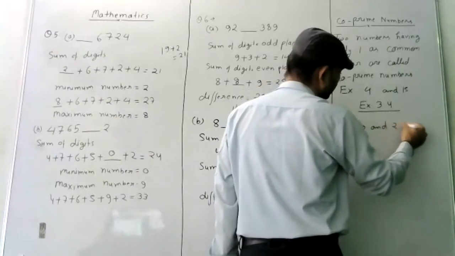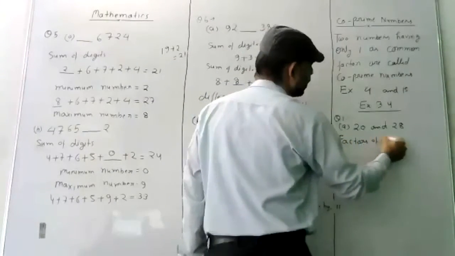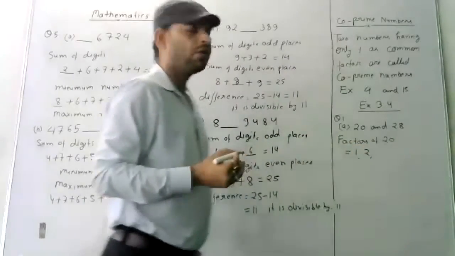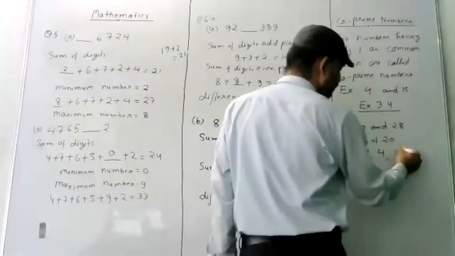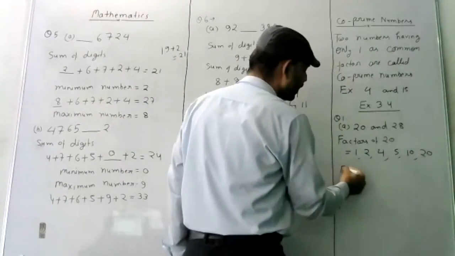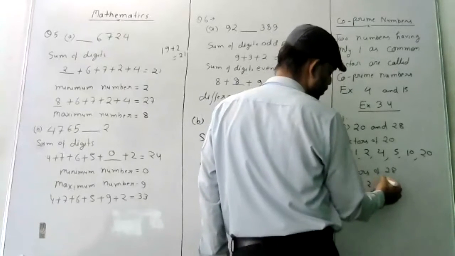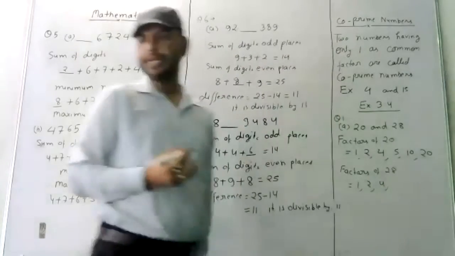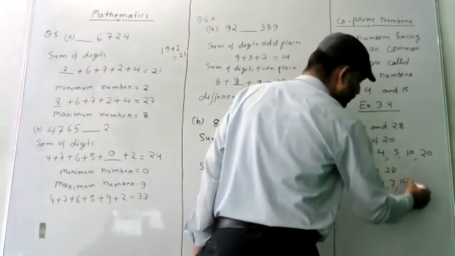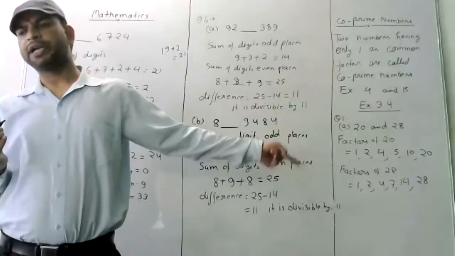Listen students, factors of 20 are 1, 2, 4, 5, 10, and 20. And factors of 28 are 1, 2, 4, 7, 14, and 28. Listen students, the factors of 20 are given and the factors of 28 are given.